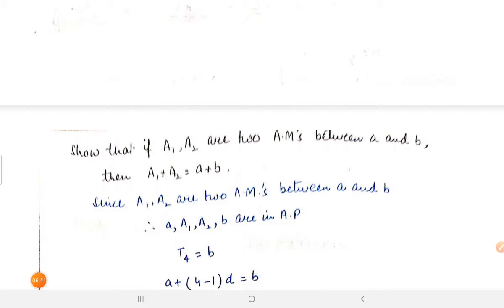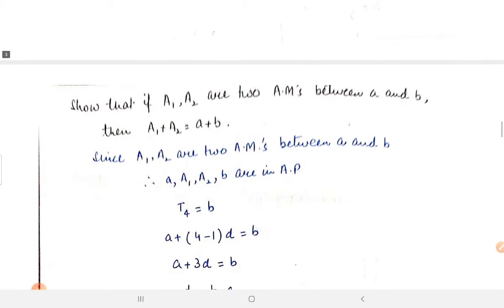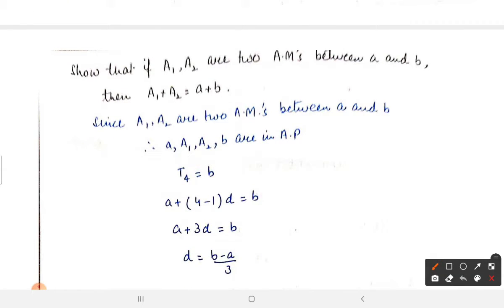Next question is, show that if a1, a2 are two arithmetic means between a and b, then the sum of a1 plus a2 is a plus b. So we have a1 and a2 as two arithmetic means between a and b. So a1, a2 are in AP. If they are in AP, the last term is b. How many terms are there? 4 terms. First term is a, second term is a1, third term is a2 and fourth term is b.